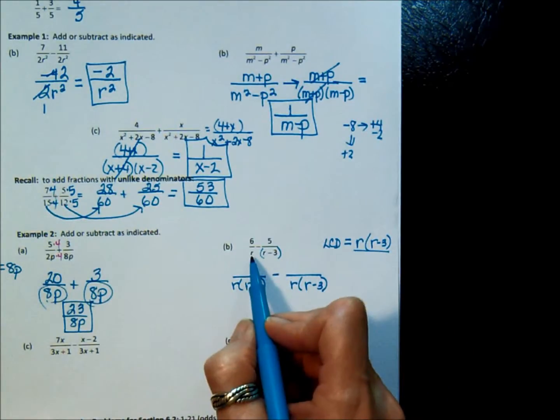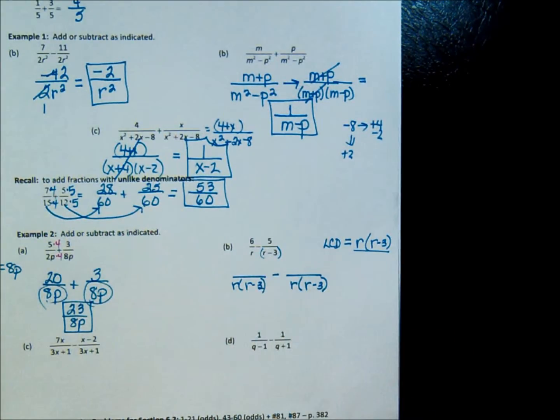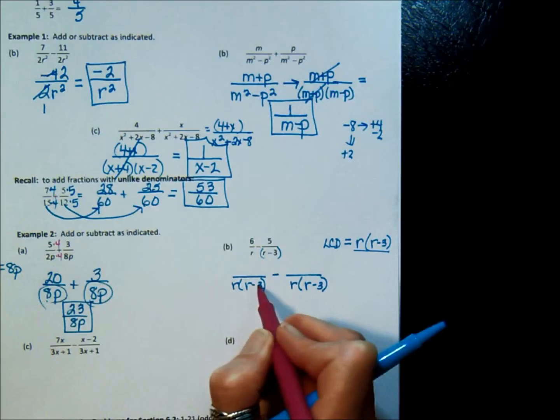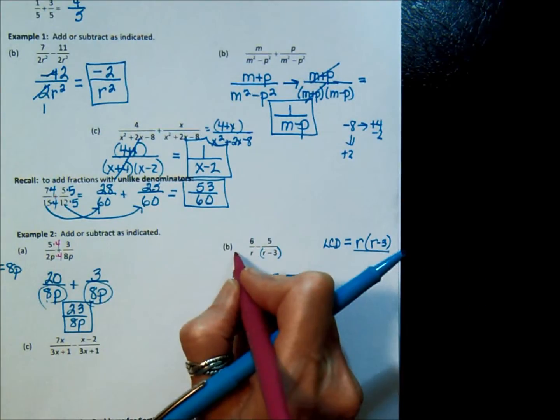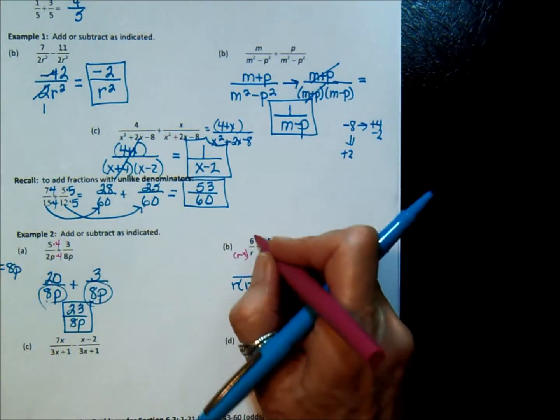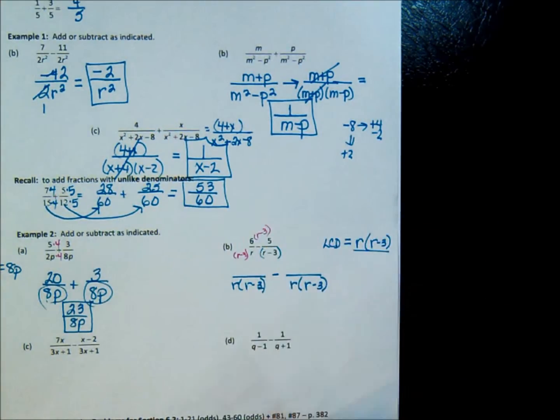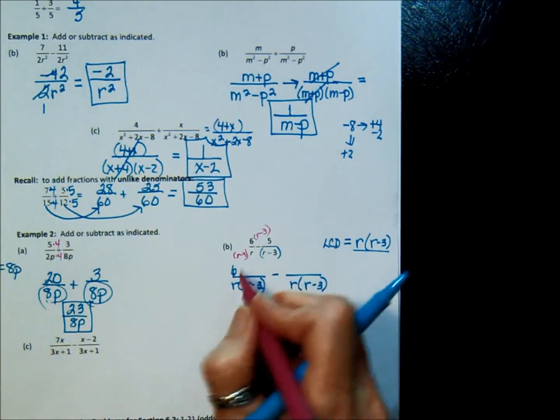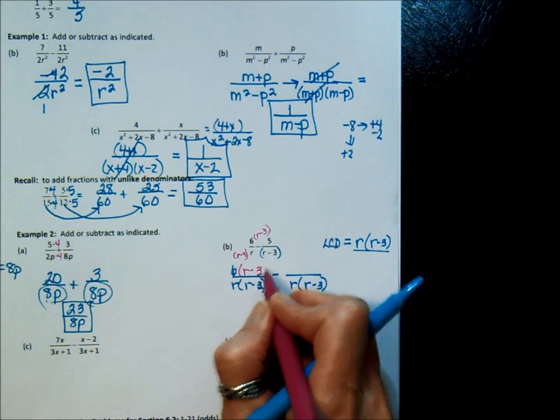Now, I'm going to go up to 6 over r, and I'm going to say, what do you do to r to get r times r minus 3? Well, you have to multiply by r minus 3. So we have to multiply the numerator by r minus 3 also. So that gives us 6 times r minus 3.